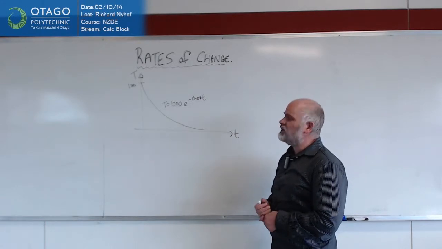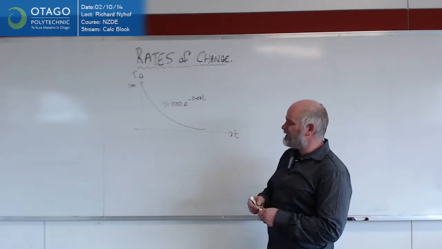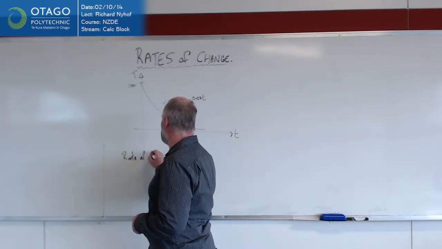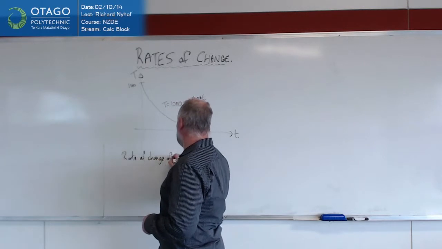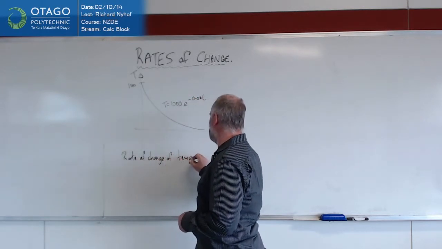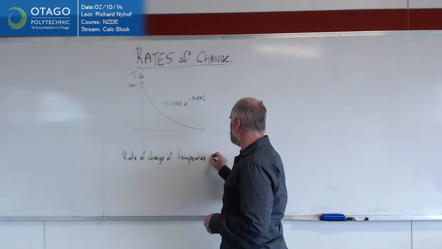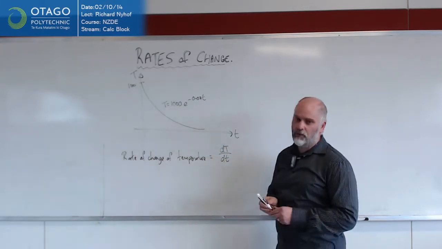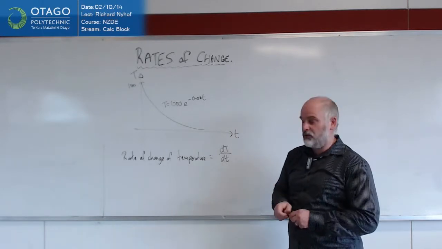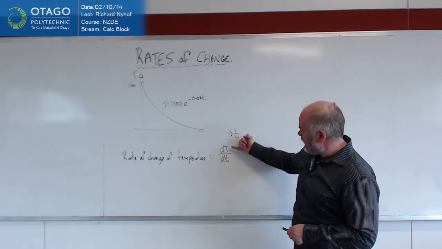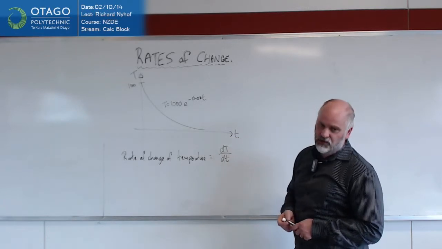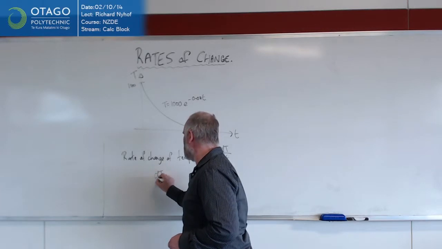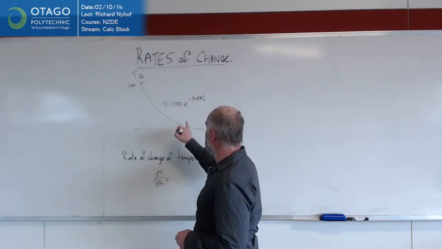So what we need is an equation for the rate of change of temperature. So the rate of change of, in this case, temperature is equal to the derivative of the temperature with respect to time. So dT by dt, but one's a capital T and one's a small t. So how is the temperature changing as the time changes? All we need to do is differentiate this. So the rate of change of temperature is the derivative of this thing.